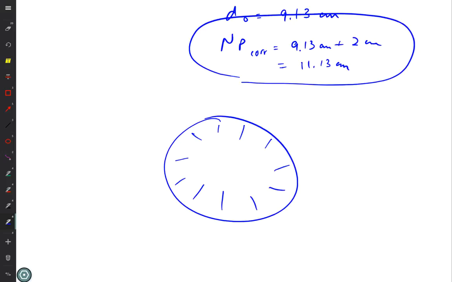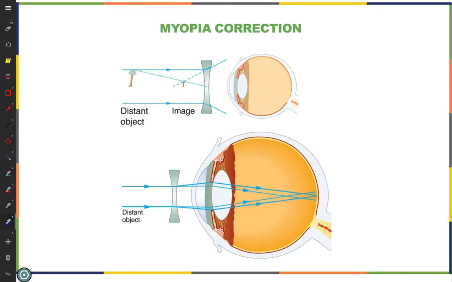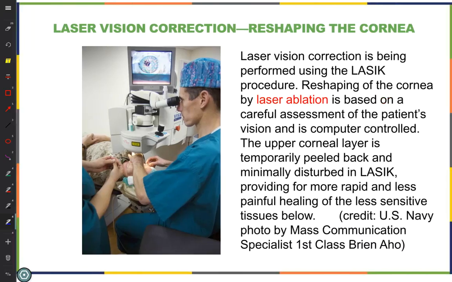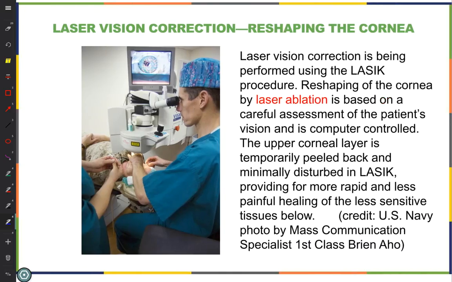Sounds barbaric, doesn't it? I was like, ain't no way in the world I'm going to let somebody just sit there and slice my cornea and hope that the scarring is just right to improve my vision. Well, these days they have a much safer way. What they do today is laser ablation.